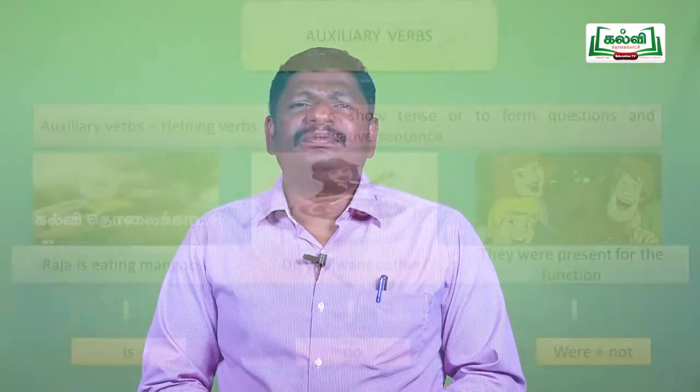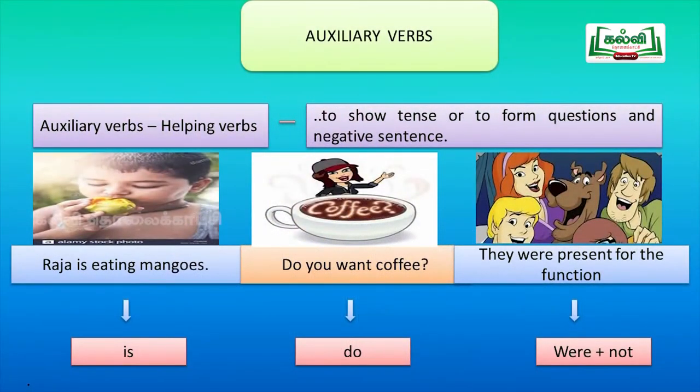So what is an auxiliary verb? Auxiliary verb is a helping verb. It is used with action verbs to show tense or to form questions and negative sentences. Look at the three pictures. From the left, a boy is eating a mango. Look at the sentence. Raja is eating mangoes. And the next one.